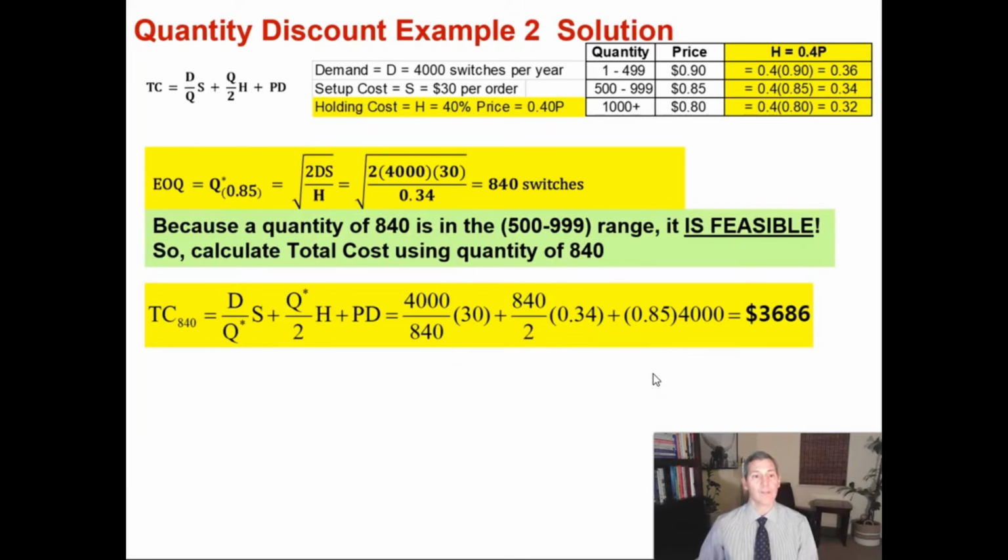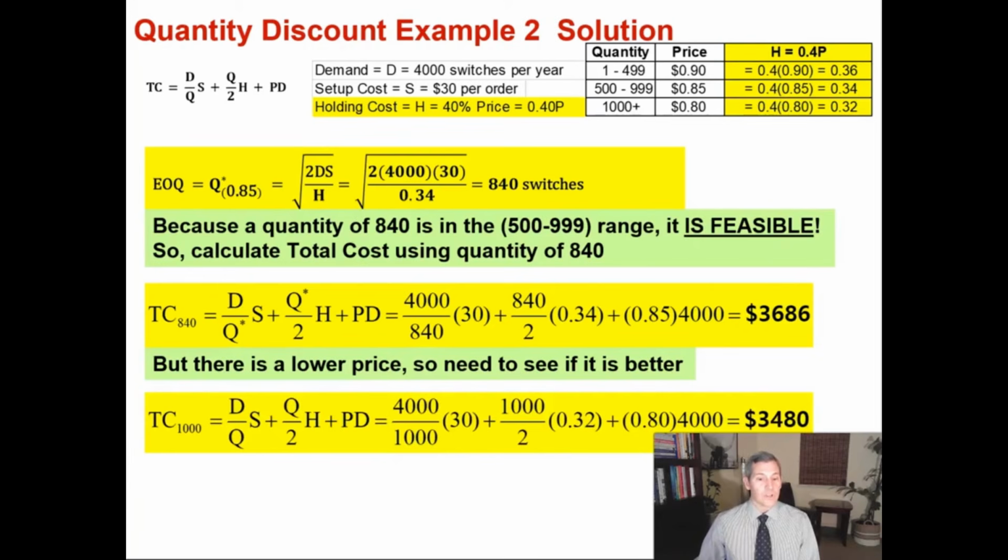We're not done. We're not done because with the quantity discount model, we can buy more than 840 units at a time. We can round up to the next price break for 1,000 units, and then we get a discount, and we buy them for 80 cents a piece. And our holding costs go down. So let's see if that lowers our total cost.